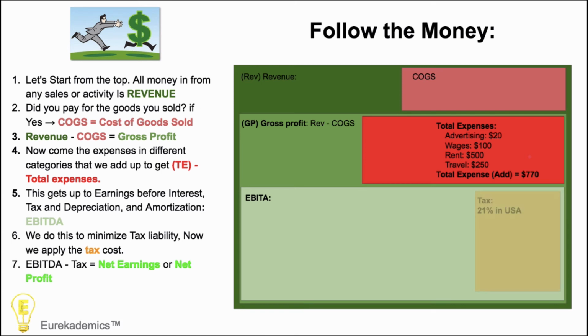So here comes the tax. The tax in the United States for corporations is currently at 21%. So then we subtract out the tax from the EBITDA, and that finally gets us to our net earnings or net profit, which is what we're looking for, and the whole point of the last 3 lectures. So I hope this simplifies what you've been doing for homework.